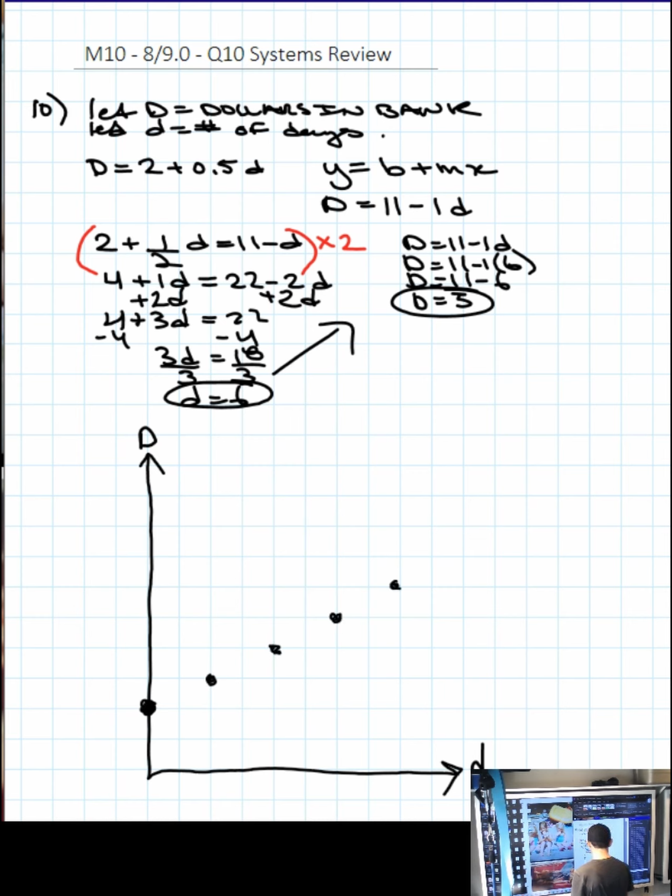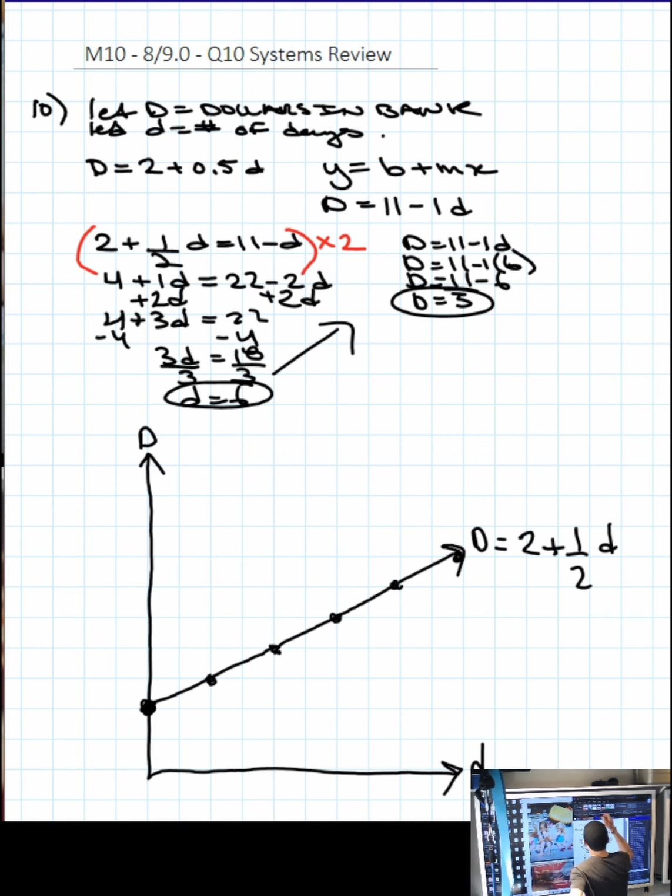Up 1 over 2. Up 1 over 2. For our equation, D equals 2 plus 1/2 D, remembering 0.5 is just 1/2. And draw a line through it. So that's Kiera's bank account. Oh, was I allowed to draw a line through it? No, technically not. But let's leave it there just for fun.